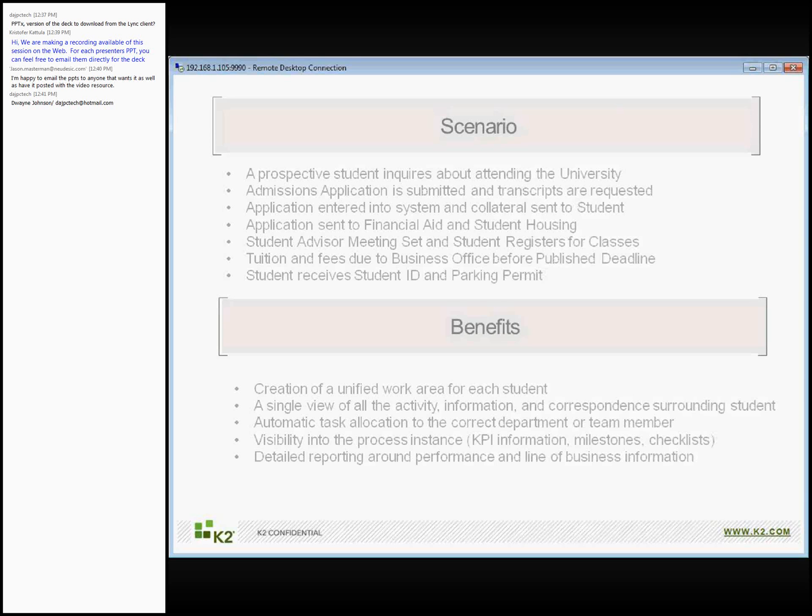And finally, the visibility into those processes. KPI information. Are they progressing throughout the life cycle appropriately? Are they in green status, red status? Do we need to actually escalate this up? And then finally, detailed reporting around what's going on in the performance and line of business information.